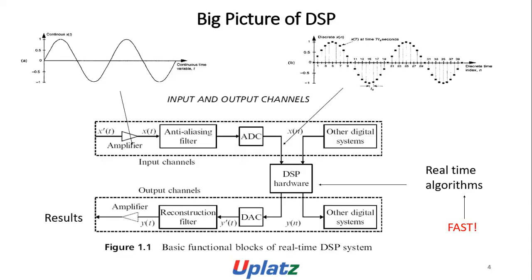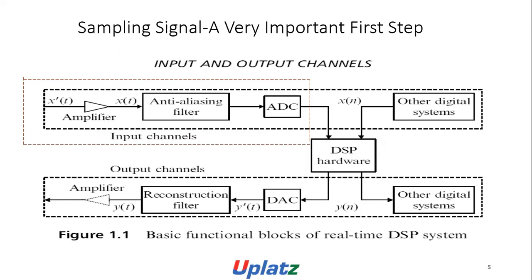The big picture of the DSP: we have a continuous signal, which is shown in A, with the x-axis as the continuous time variable t, and the y-axis as the amplitude. And B shows the discrete time signal with the time index n on the x-axis and amplitude on the y-axis. It is passed through the input-output channels, a basic functional block of a real-time DSP system, and the results are obtained. It's a real-time algorithm. The sampling of the signal is a very important first step.